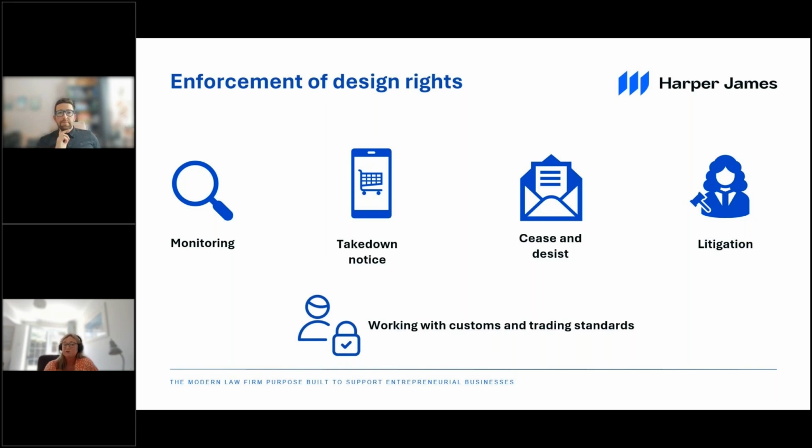From a practical point of view, you need to weigh up whether enforcement makes commercial sense. Is the copying affecting your sales or damaging your reputation? Consider the risk of escalating disputes in terms of both time and expense. And sometimes a polite commercial approach can resolve matters quickly and preserve business relationships, particularly where there may have been unwitting infringement by a third party.